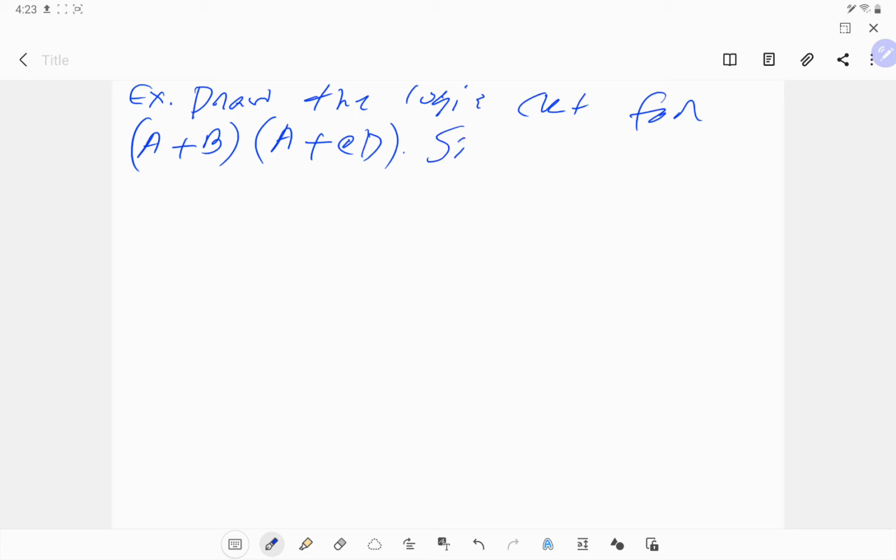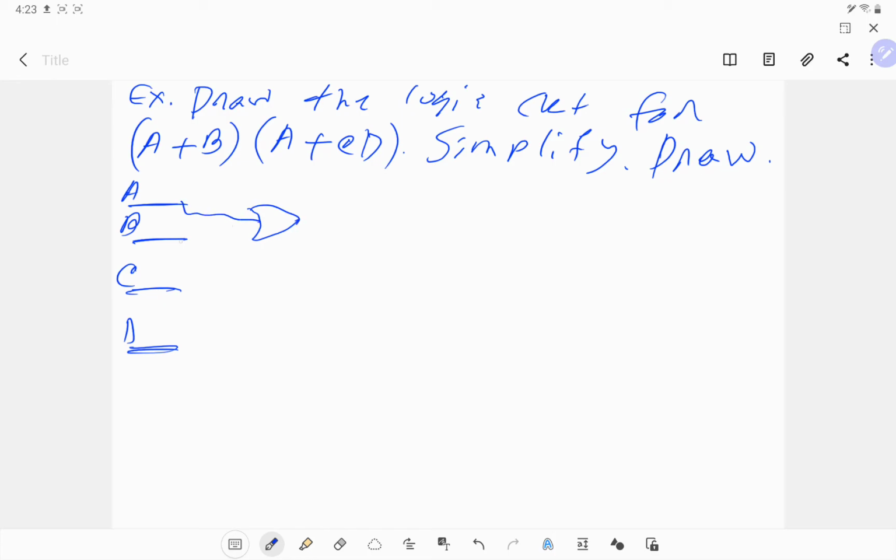Simplify. Draw again. And then how many minimized? How many gates are minimized? So for drawing that, we have 4 variables, A, B, C, D. And for A plus B, we need an OR gate. For CD, we need an AND gate. So that's the A plus B. This output is CD.